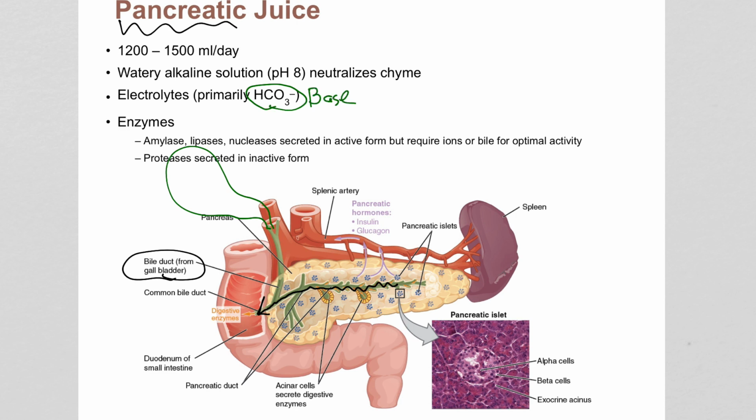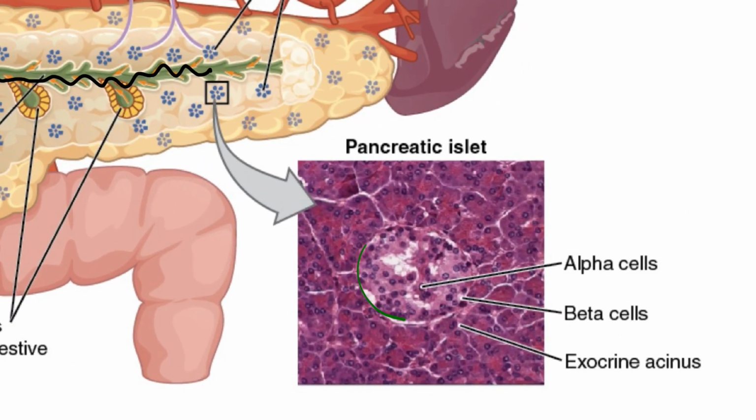And then all of these enzymes: amylases, lipases, remember, amylases metabolize starch, lipases for lipids, nucleases for nucleic acids like RNA and DNA, and this is where we're getting a lot of the breakdown of our food into individual molecules. Also proteases to digest proteins. Just like the stomach, these are secreted in an inactive form, and then they're activated once they get to the small intestine.